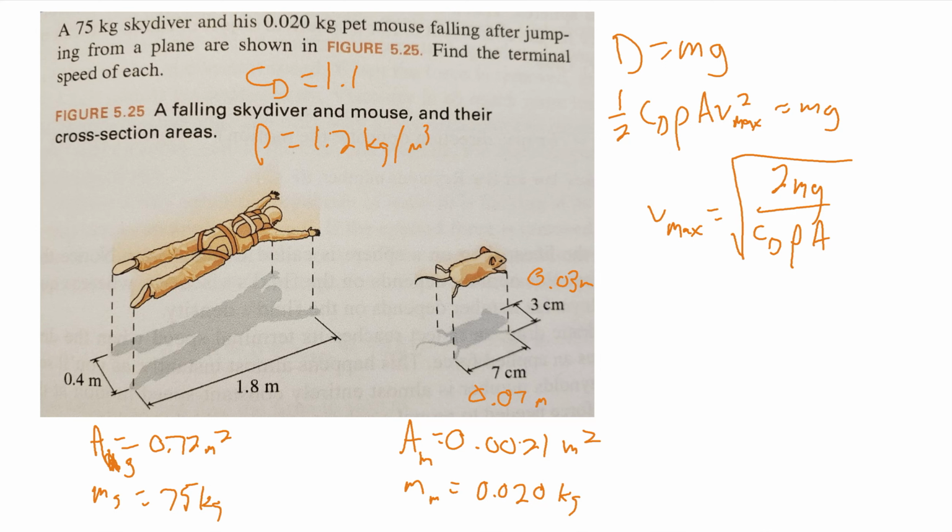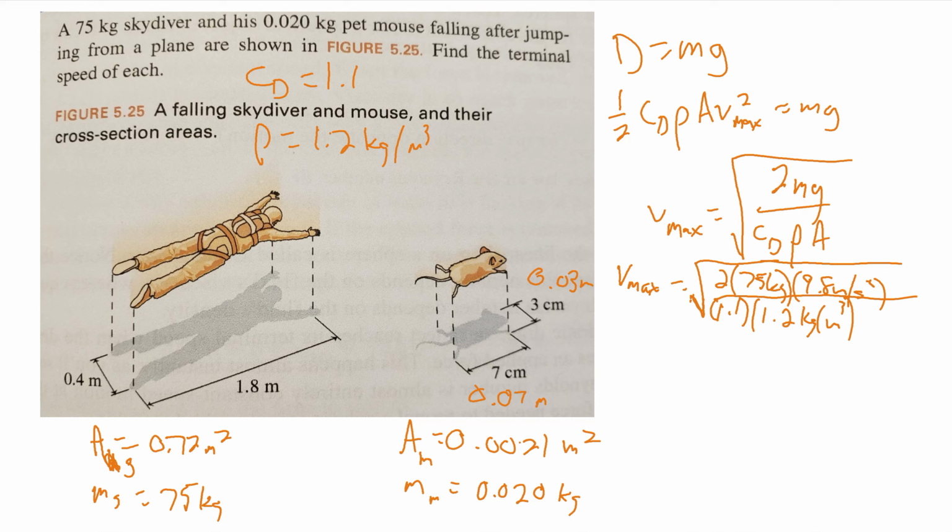Okay, so now we know everything we need to know. We can plug all the stuff in. If we take care of the skydiver first, square root 2 times skydiver mass 75 kilograms, 9.8 meters per second squared, over 1.1 times the 1.2 kilograms per meter cubed. Oops, I didn't need that. Oh, that's a division symbol, sorry.